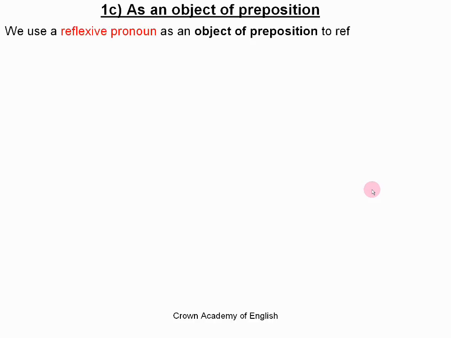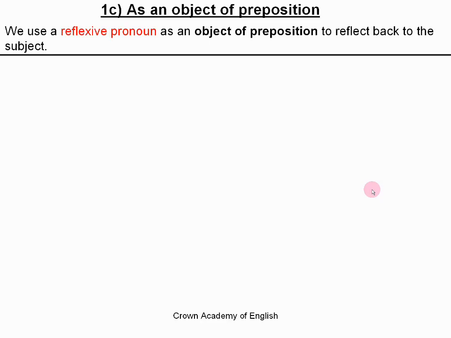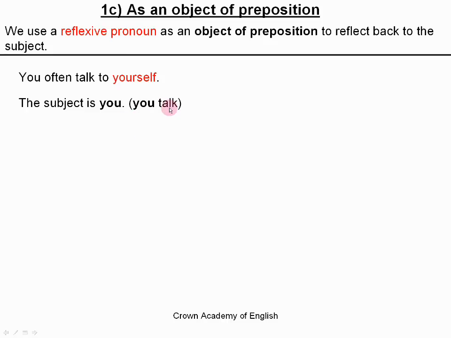As an object of preposition. So we use a reflexive pronoun as an object of preposition to reflect back to the subject. You often talk to yourself. The subject is you, because it is you who is talking. Subject. And the object is also you, because you talk to you.